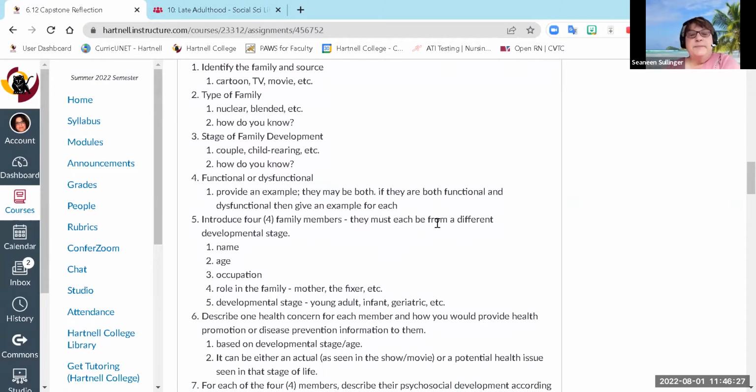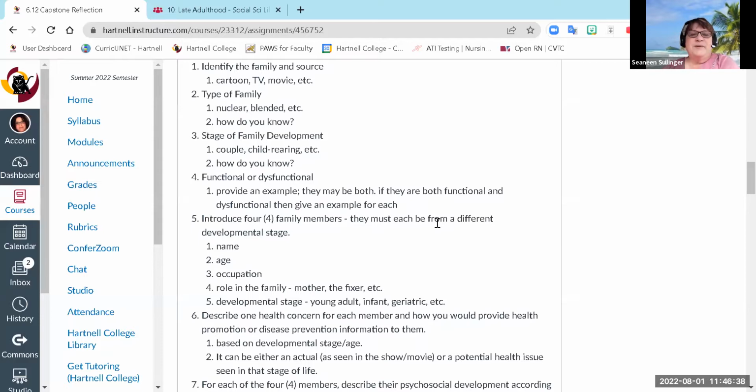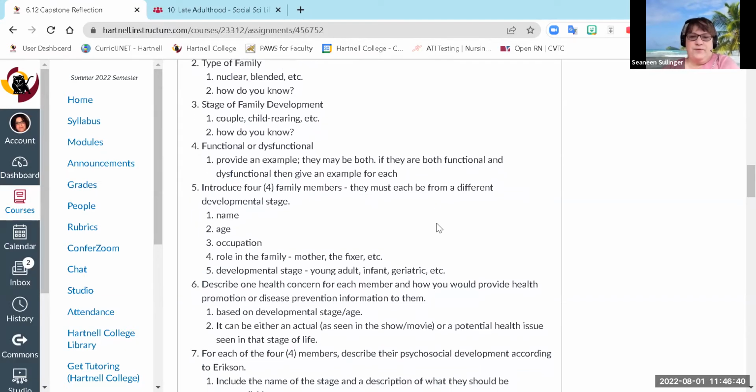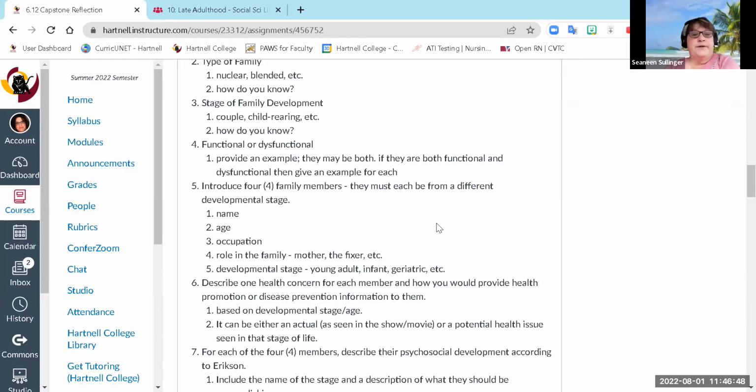Is the family functional or dysfunctional? And provide an example. They could be both. In fact, many of the ones on TV and movies are both. Aren't we all both? We're all both. And give an example for each of functional and dysfunctional. And so that would be from a specific episode of the show that you're giving an example of.